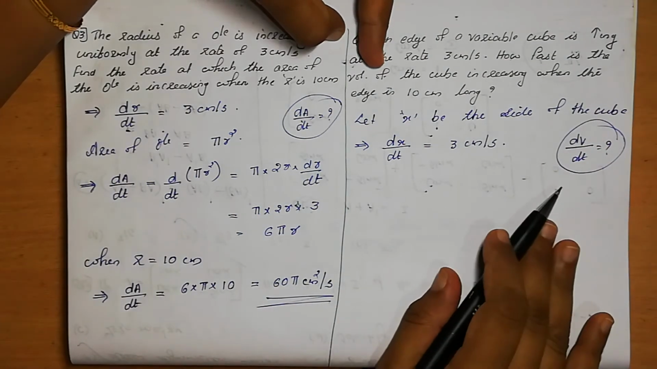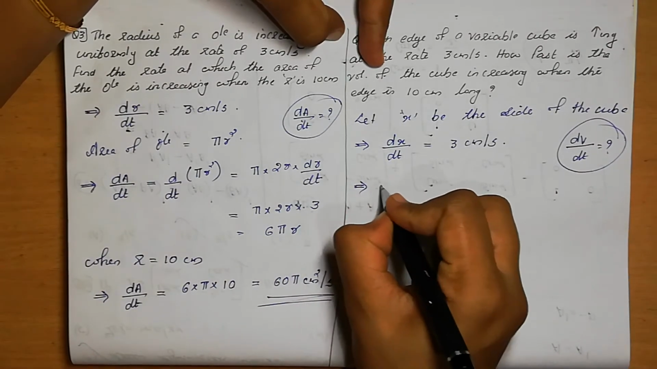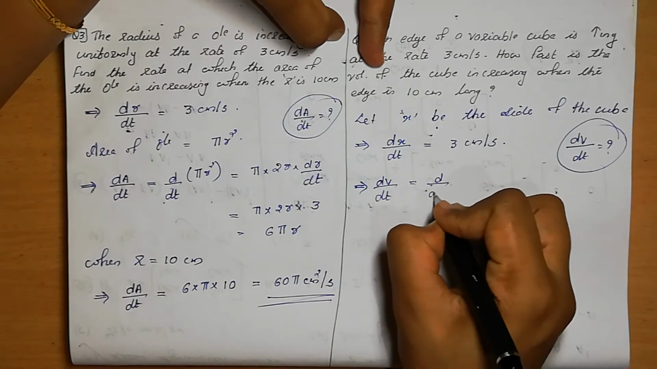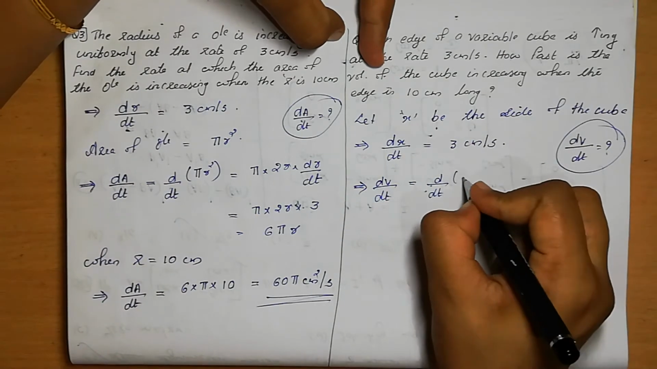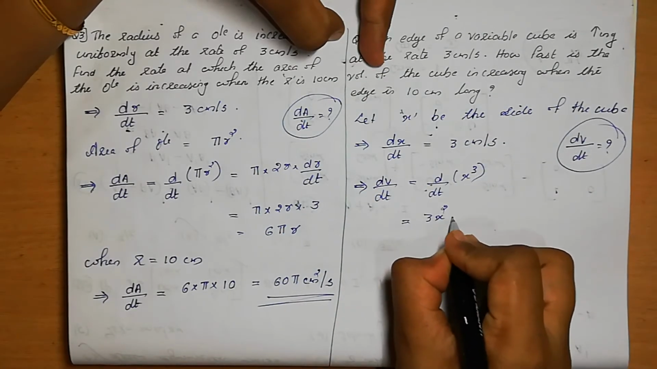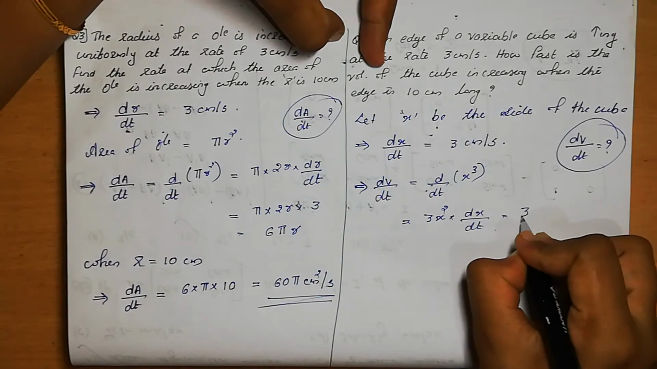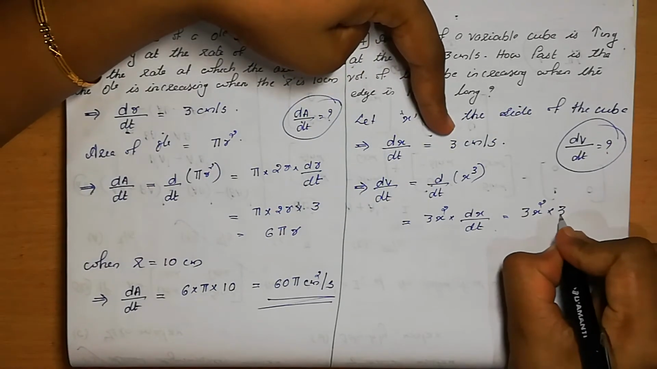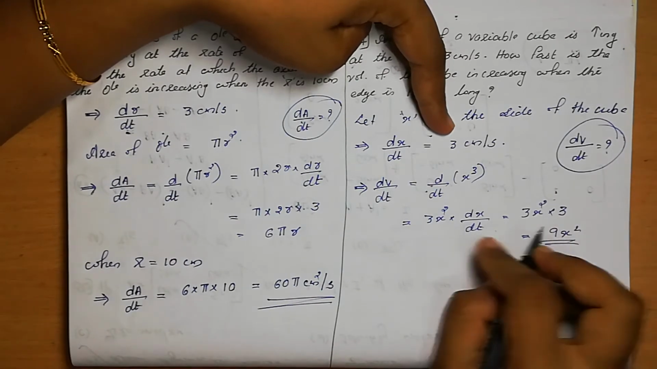Correct. So we can write the rate of change of volume with respect to time. dV by dt equals d by dt of what is the volume of a cube? Side cube. Here side is x, so x cube only, right? That is equal to the derivative of x cube, which is 3x square into dx by dt. That means 3x square into dx by dt, where dx by dt is 3. So we can substitute over here, and we get 9x square. This is the dV by dt.